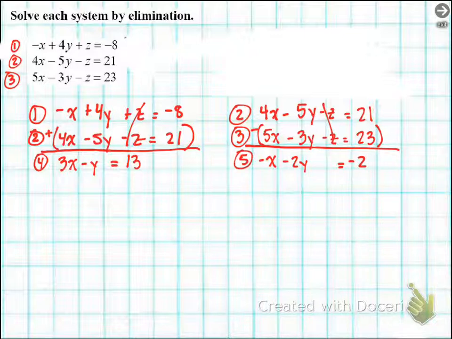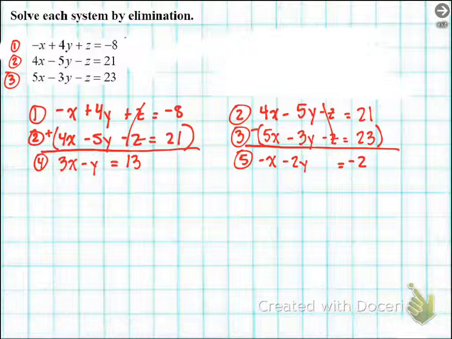Okay, what do I do next? Turn to your neighbor, tell him what do I do next with my new equations. What do we do next? Don't you make them 1? So what do we need to do with it in the next step? Put them together.